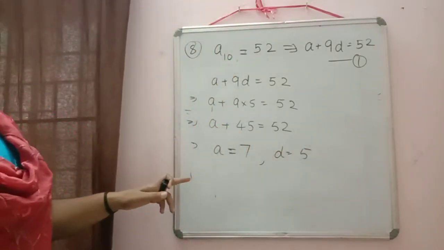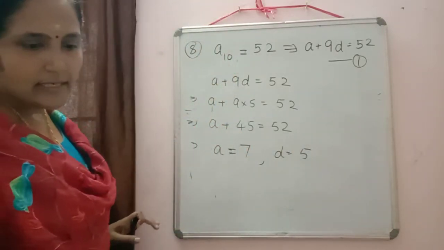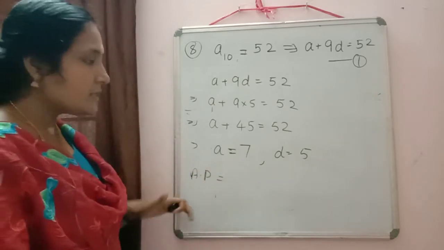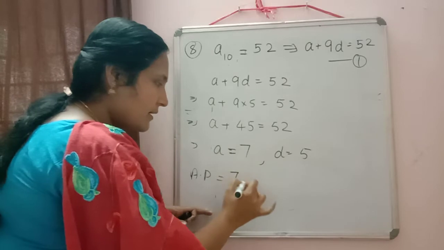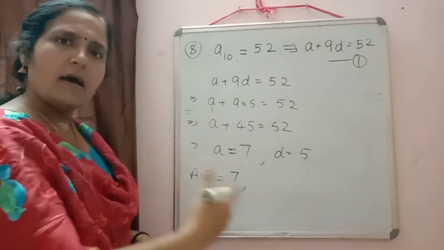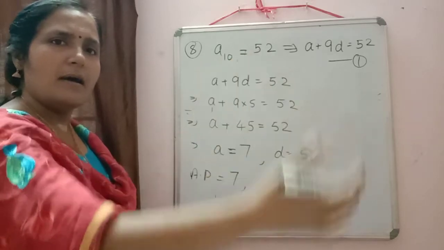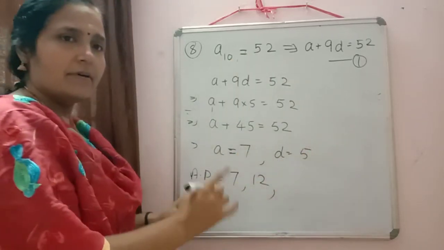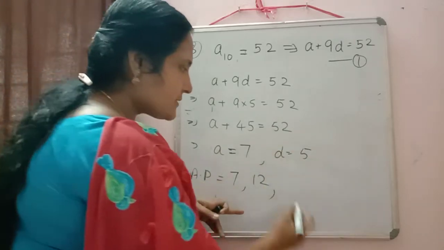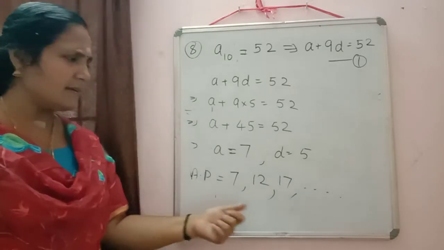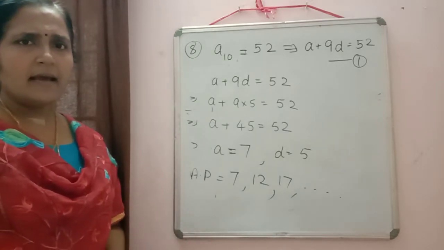Don't stop here. Read the question carefully. We want the AP. So write down the AP: what is the first term? a, that is 7. How to get the next term? Add the common difference to the previous term. So 7 plus 5 is 12. Next term, 12 plus 5 is 17, etc. Just write down 3 terms of the AP. That much is enough there.